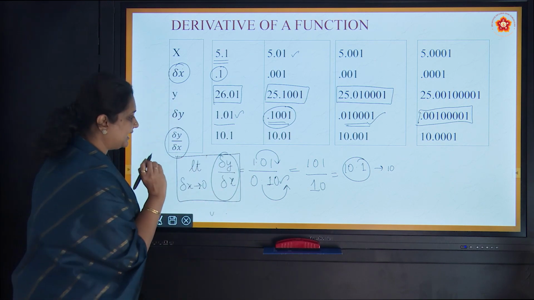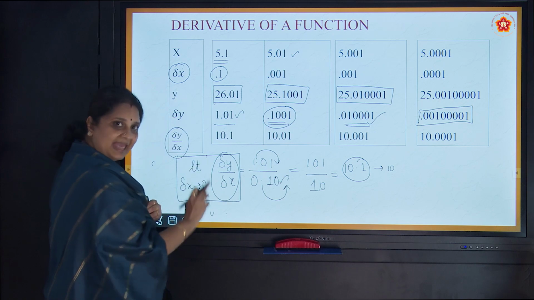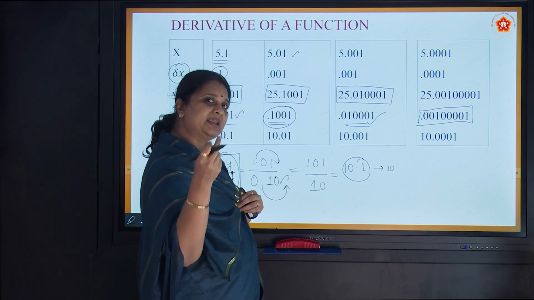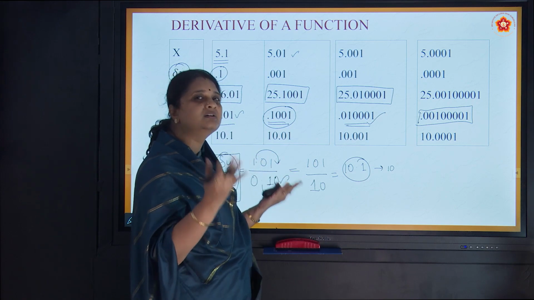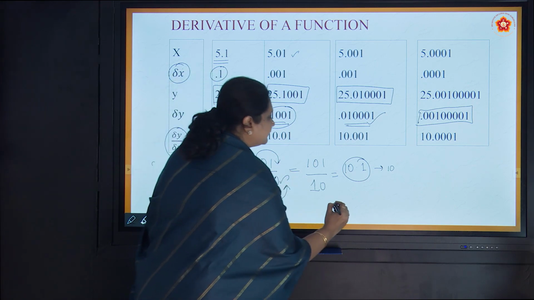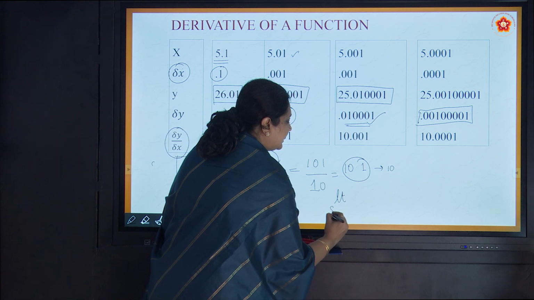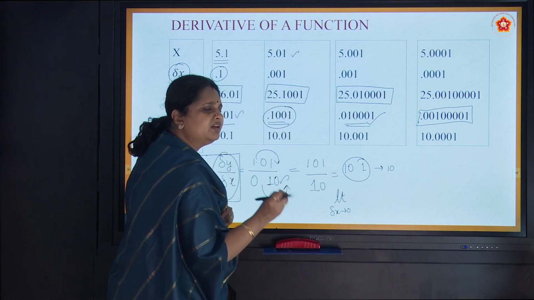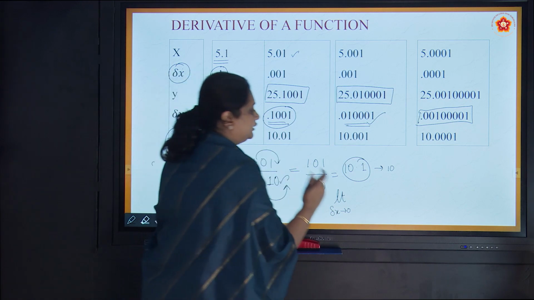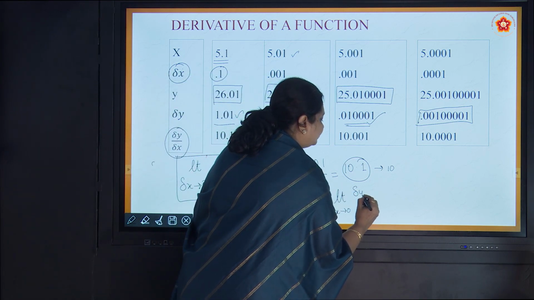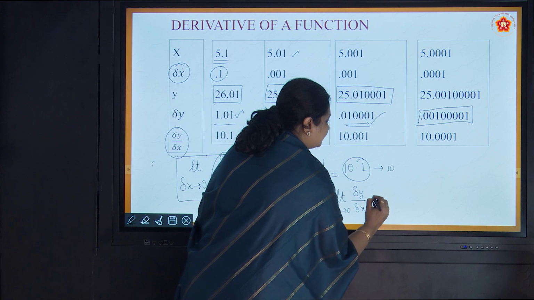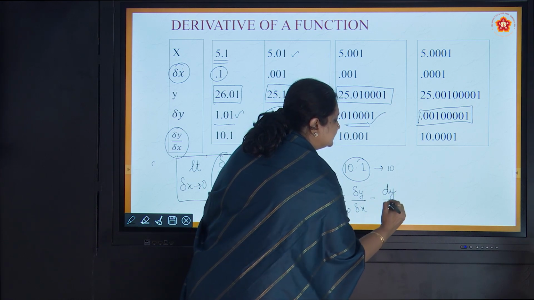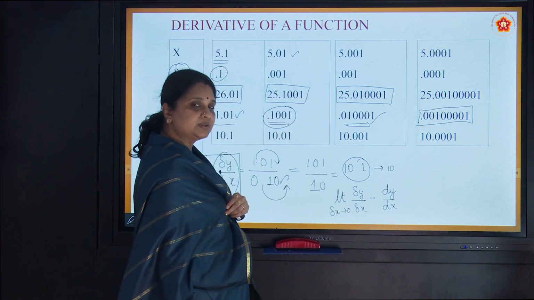So how do I express that? Instead of putting the del here, I'm going to change it to d. So the derivative can be expressed with d, which gives us better convenience to work. So we have limit del x tends to 0, just to denote that the increment in x is very, very small, almost equal to 0. The ratio of del y and del x is called your dy by dx. So this is your derivative.